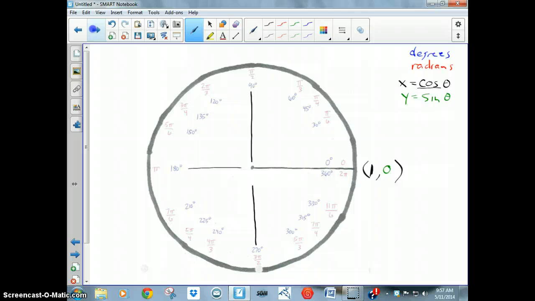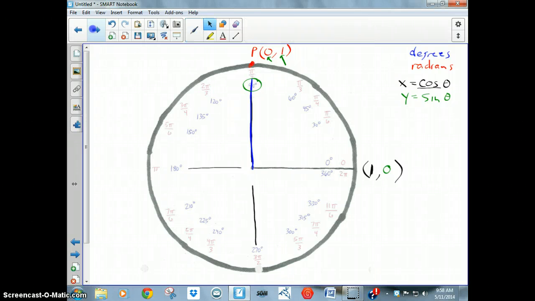Now, let's say our terminal side went to 90 degrees. Let's say our terminal side went to here. So here's point P right here. Point P has coordinate 0, 1. Okay? So therefore, what is the cosine of 90 degrees? The cosine of 90 degrees is the x value, which would be 0. And the sine of 90 degrees would be the y value, which is 1.